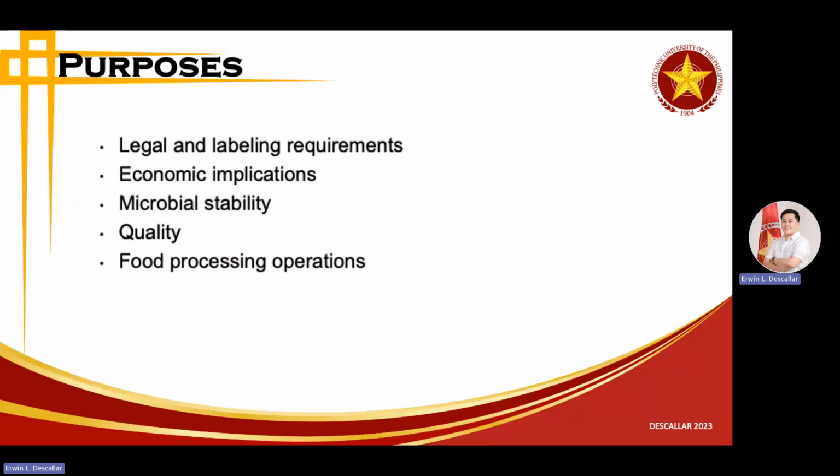Okay, and of course economic implication, whereas it's important that we have an analysis whether, for example, flour, one of the determining factors of the quality and the price of the flour would be the protein content. Now, by doing protein determination, we'll be able to confirm whether the flour really contains a higher protein percentage. And for microbial stability, we also have the quality and food processing operations, especially those ingredients that require functional property of some of the ingredients.